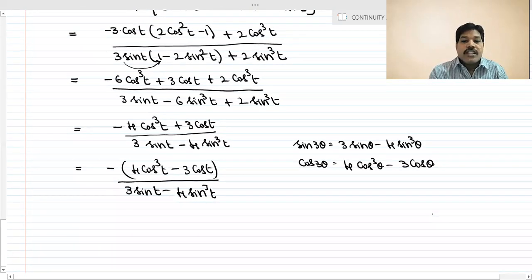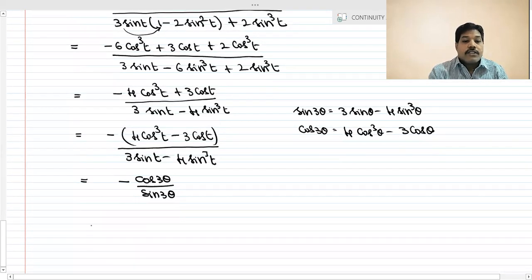Then I will apply these two formulas here. In the numerator it will become cos 3 theta, and in the denominator it will become sin 3 theta. Cos by sin becomes cot, so that is equal to minus cot 3 theta. Do you understand that?